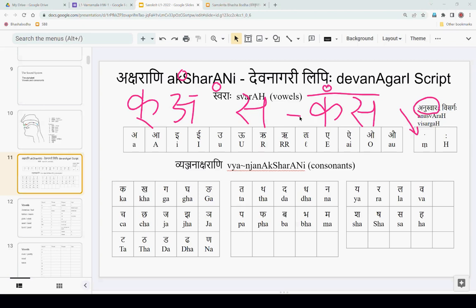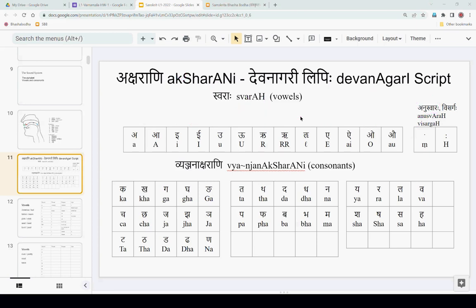Now, Visarga similarly has to follow a swara, and never follows a vyanjanam. So what follows a vyanjanam? A swara can follow a vyanjanam, or another vyanjanam can follow a vyanjanam. But Visarga follows a swara. For example, we can say Ramaha, right? Yeah, today Ramanami started with Rama. Yes.